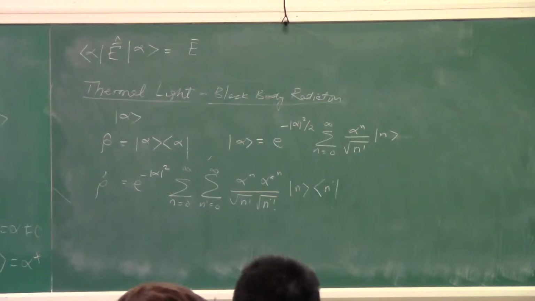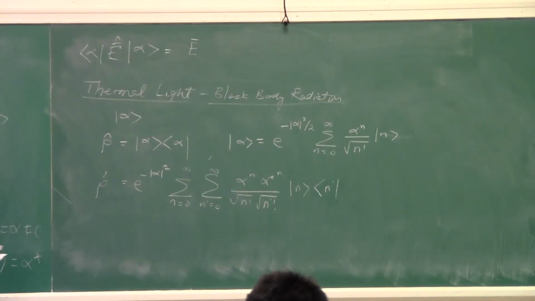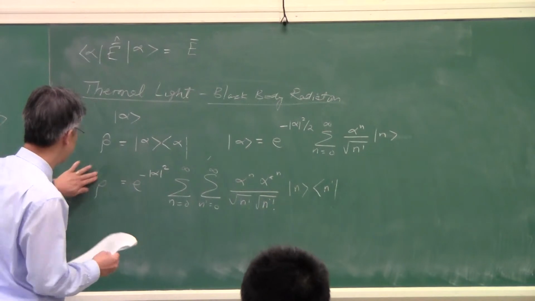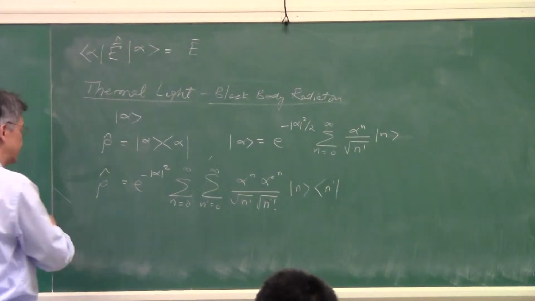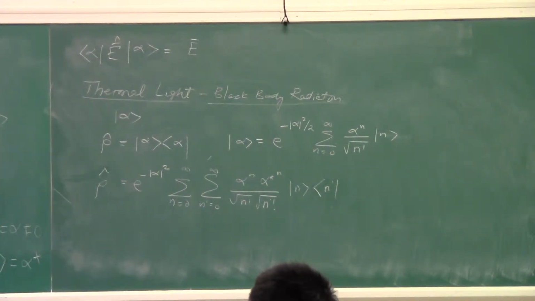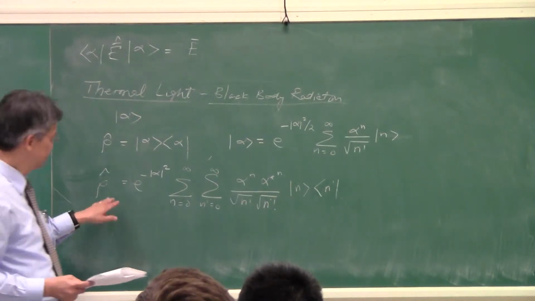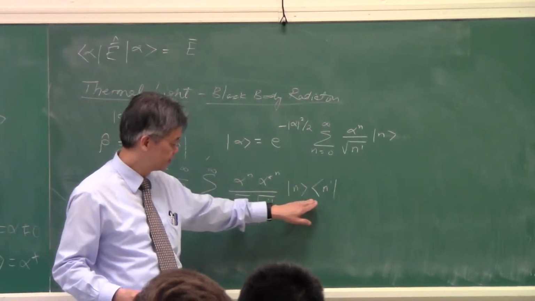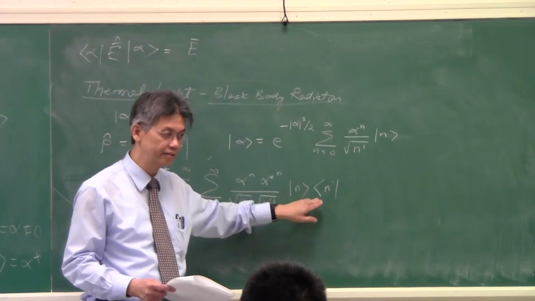This is if you have coherent light. If you have coherent light, this is how the density operator should look. And this density operator will consist of the diagonal terms as well as the off-diagonal terms.